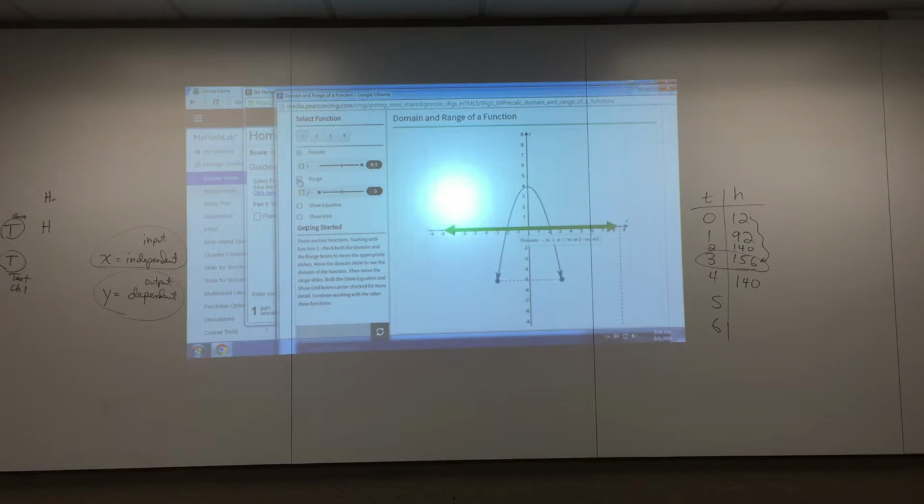Let me do this. What about the range? So right now the range is... Stop at 4. Keep going. Yeah, I see what you mean. So I should go up to 4, I should stop, and then I should go... I think you just stop at 4 and that's it.